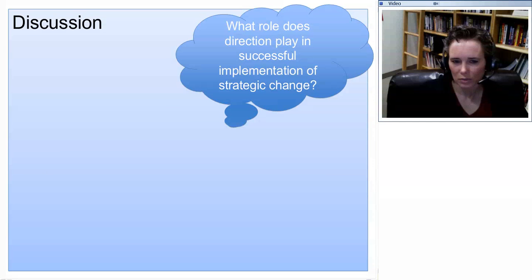Okay, so that's my visual image as we go into this particular section. So I'm curious, what role does direction play in the successful implementation of strategic change? Just brainstorm. How does that help to make it more successful? What does it do, and we're specifically talking about IT here. Okay, defines the goal. What is the end game?